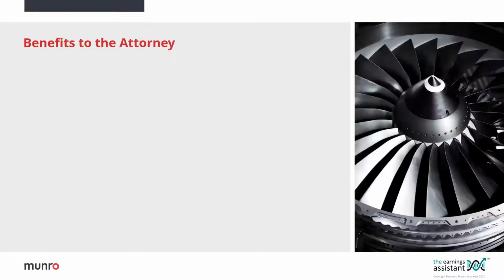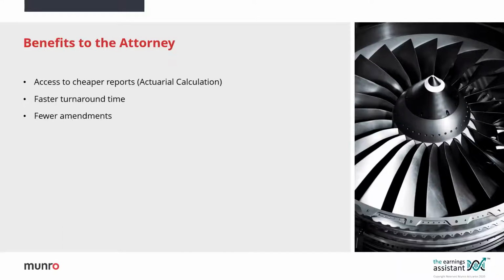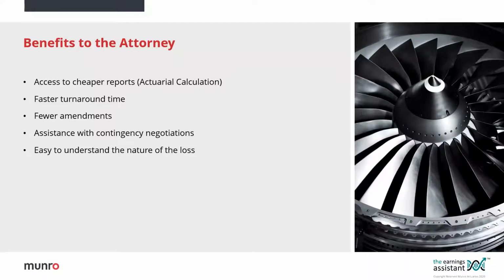And then just quickly, some benefits to the attorneys. It gives you access to cheaper reports, which we will demonstrate, the actuarial calculation. It allows for faster turnaround time, and hopefully fewer amendments needed if all the details are put quite clearly initially. It gives you assistance with contingency negotiations, and it enables you to easily understand what the nature of the loss is, which will hopefully enable fairer settlements, for you and the claimants in general.